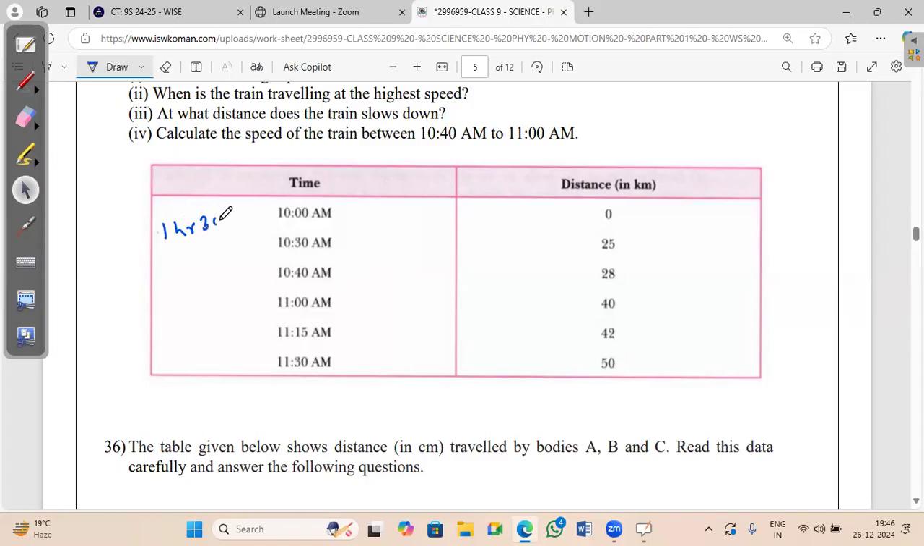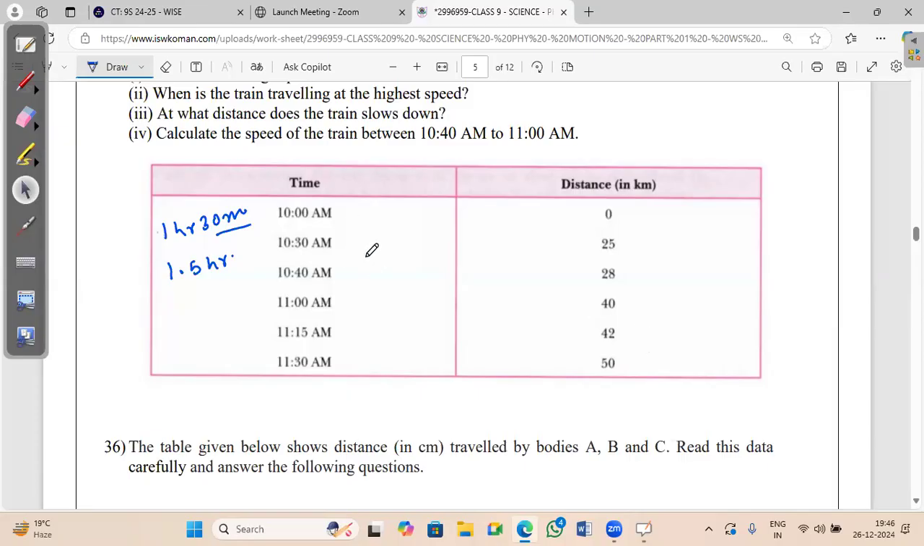So, 1 hour 30 minutes can be taken in terms of hours only. 30 minutes converted to hours is 0.5. So, you get 1.5 hours. Rachit, what is the distance traveled? Total distance, 50 kilometers.